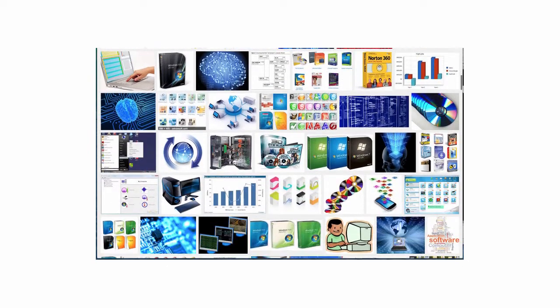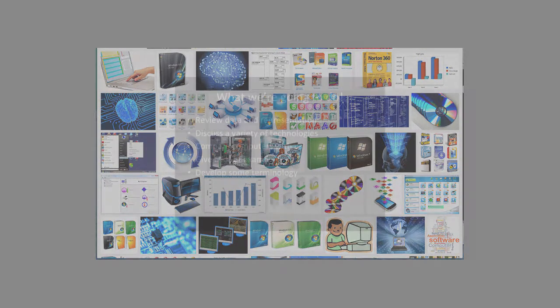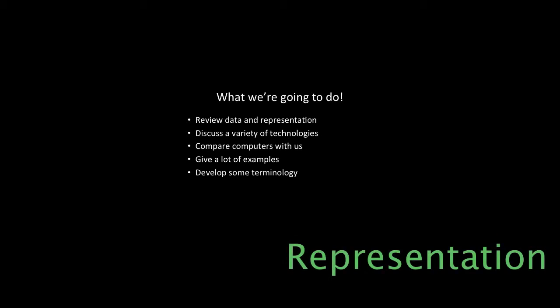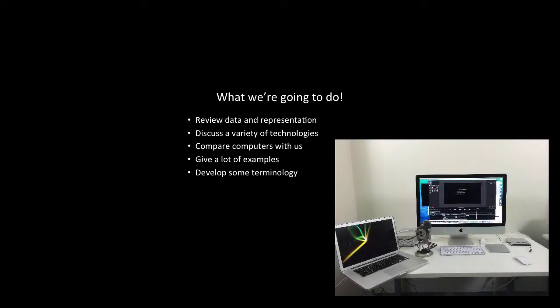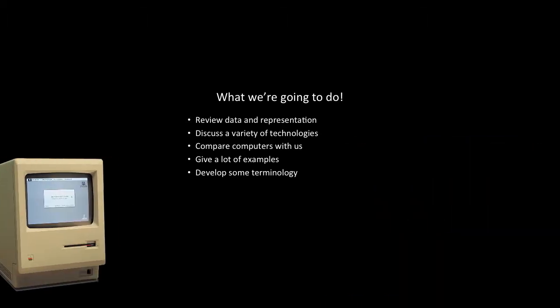So what are we going to do in this particular module? Well, we're going to review the stuff that you've already done on data and representation, because that understanding and terminology is very important for talking about what we're talking about in this module and also for later modules. We're also going to look at the wide variety of technology that's around today. The stuff you could find on your desktop, the stuff that's in your house, the stuff that's in schools, and how this has changed over time.